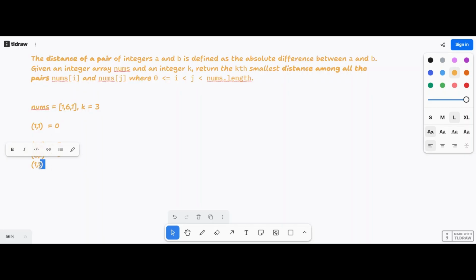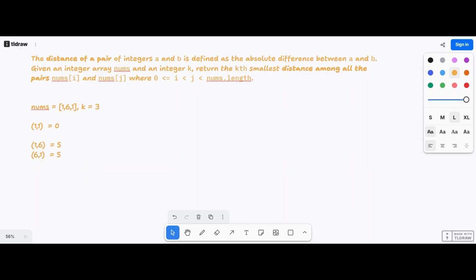Another time 1 1 will not be there. Okay. Fine. So these three are the pairs. So the third smallest distance is 5. First 0, second 5, third 5. So the third smallest distance is 5. So the answer should be 5.